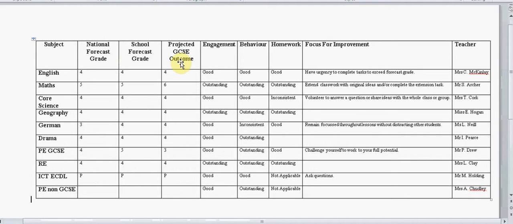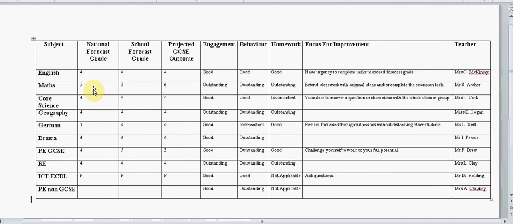So we look at the top one here for English, Miss McKinley. National forecast grade is a 4, school forecast grade is a 4. So to be in the top 50% of schools, and indeed to be in the top 20% of schools, this student needs to be getting a 4. Miss McKinley is saying, yes, their engagement is good, their behaviour is good, their homework is good. I believe they are going to get a 4. That's fantastic. Well done.